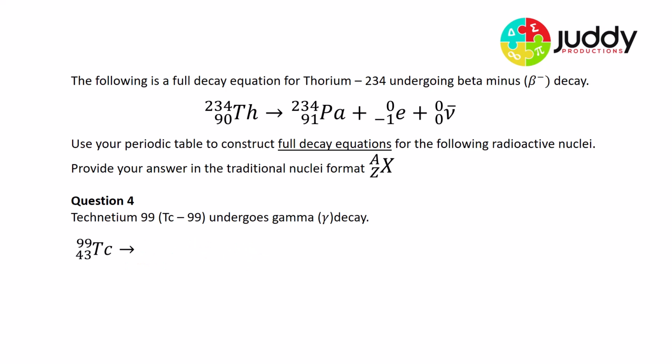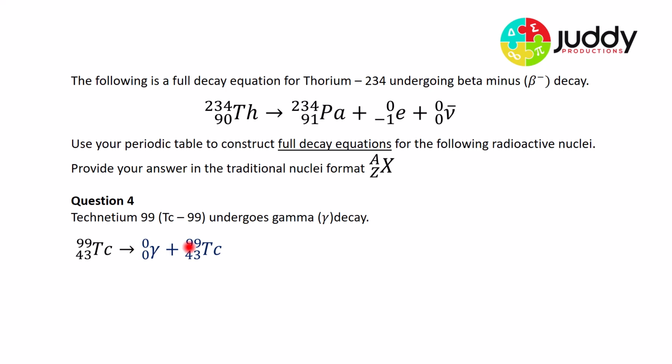Our final decay equation, question number 4. Technetium-99 undergoes gamma decay. So here's our equation. As we know, gamma is not a particle. It is part of the electromagnetic spectrum, high energy, high frequency, and low wavelength. So this is its symbol. It's the Greek letter for gamma, and it's got a mass number of 0, an atomic number of 0.